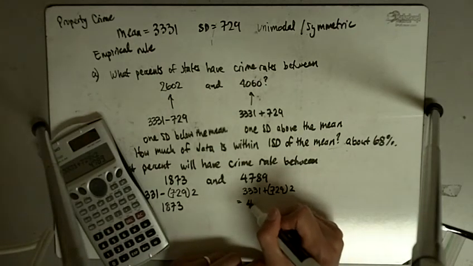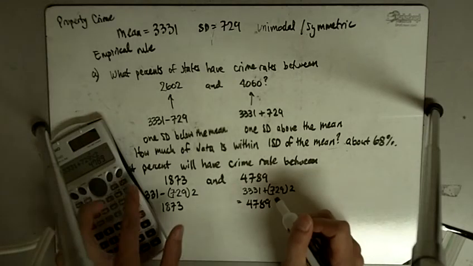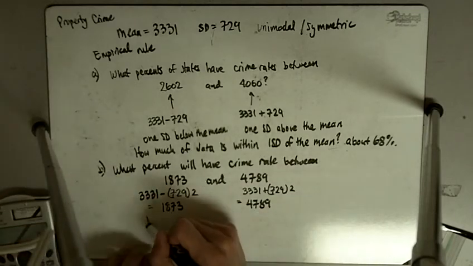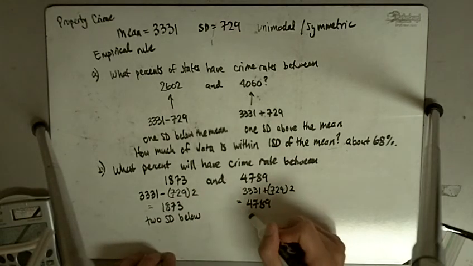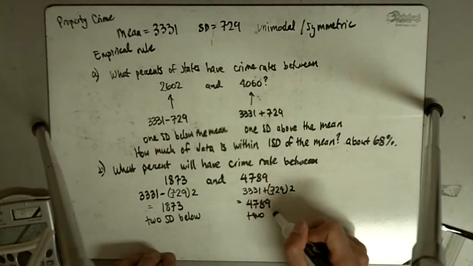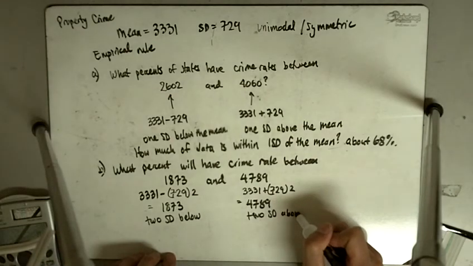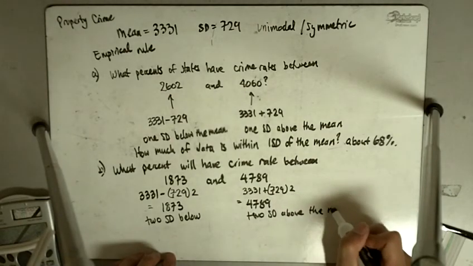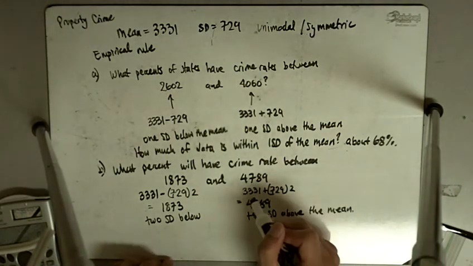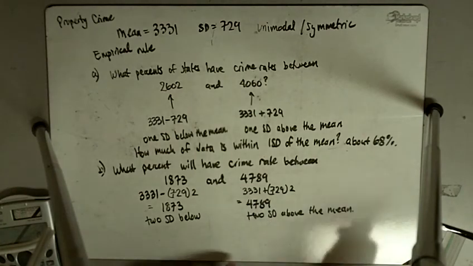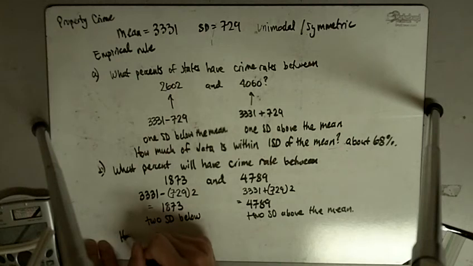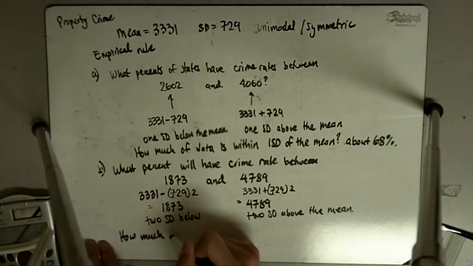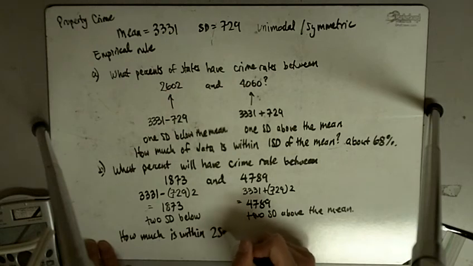gives me indeed 4789. So this is 2 standard deviations below, and this is 2 standard deviations above the mean. The mean being 3331 and each standard deviation being 729. So how much is within 2 standard deviations? Within 2 standard deviations of the mean?